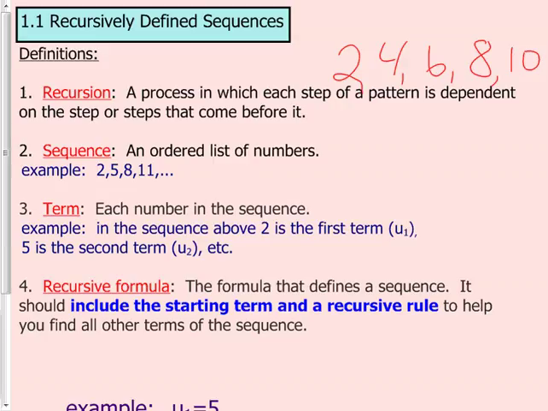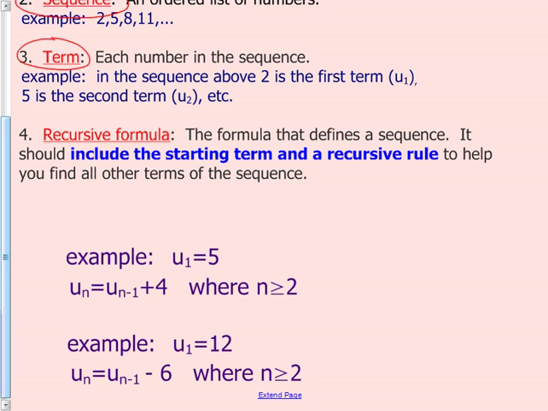All right, pretty much every sequence that you have done in the past has been a recursive sequence. A sequence is just an ordered list of numbers. A term is just like one of these. That's a term. And a recursive formula defines a sequence, and it would have a starting term and the rule to tell you, like, start with 2 and then count by 2s. Except we say it this way, which looks much more complicated.